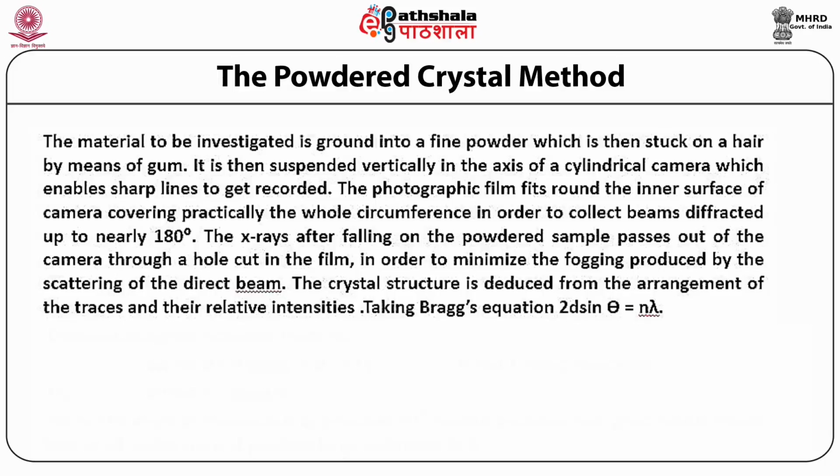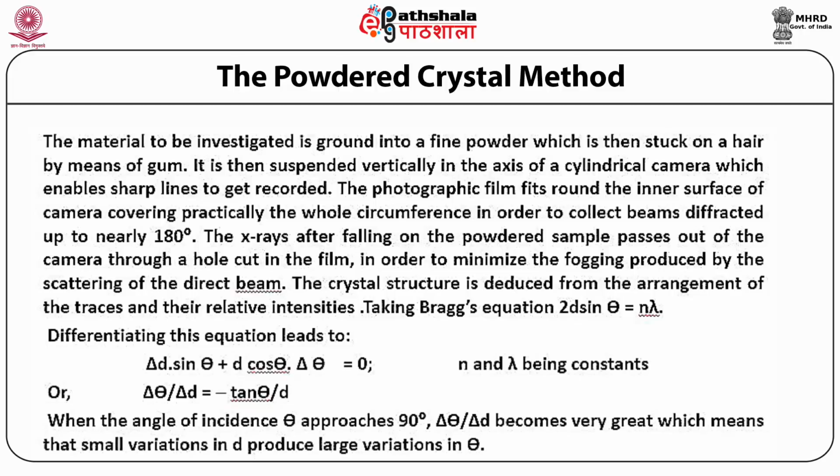Taking the Bragg equation, 2d sin theta equals n lambda, and differentiating this equation leads to del d sin theta plus d cos theta del theta equals 0, n and lambda being constants, or del theta by del d equals minus tan theta upon d. When the angle of incidence theta approaches 90 degrees, del theta by del d becomes very great, which means that small variations in d produce large variations in theta.